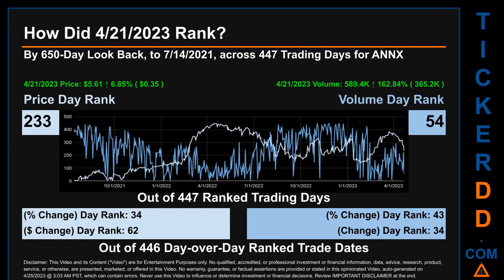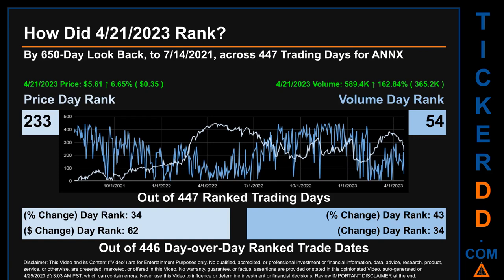Each of the 447 trading days were ranked amongst themselves by highest end-of-day price and volume, with a rank of 1 being the highest and 447 being the lowest ranked day. The line graph overlays price and volume's daily ranking, as shown respectively in light versus dark blue, across those target trading days. In this view, essentially the dips are good whereas the spikes are bad.